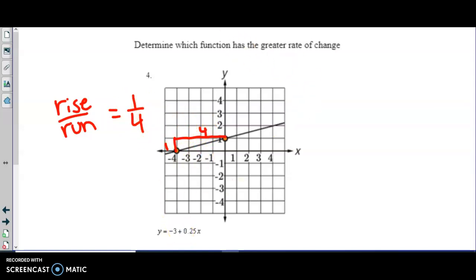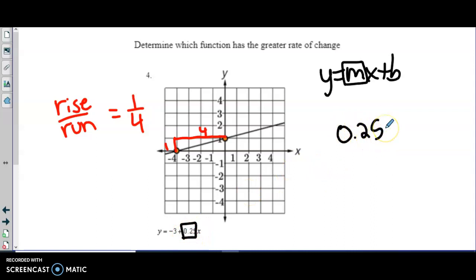And then down here we have an equation. And remember, when you have an equation in y equals mx plus b form, the slope is the coefficient of x, or the number attached to x. So if we look down here for our number attached to x, the number that's attached to x is 0.25.